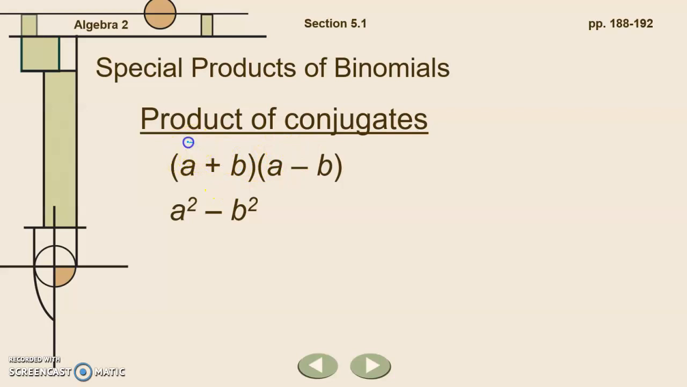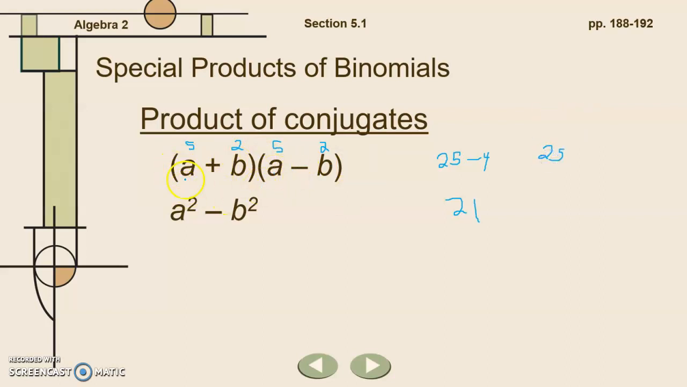Let's replace a with 5 and b with 2. We'll not even worry about variables. We'll just use 5 and 2. Well, according to our product of conjugates, we should have a squared, which is 25, minus b squared. 2 squared is 4. 25 minus 4 gives us 21.